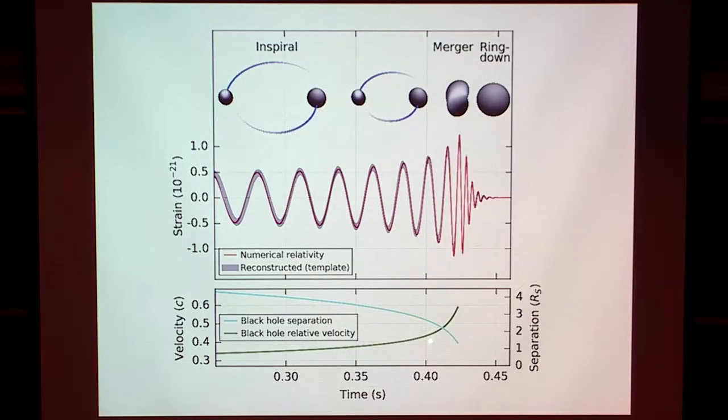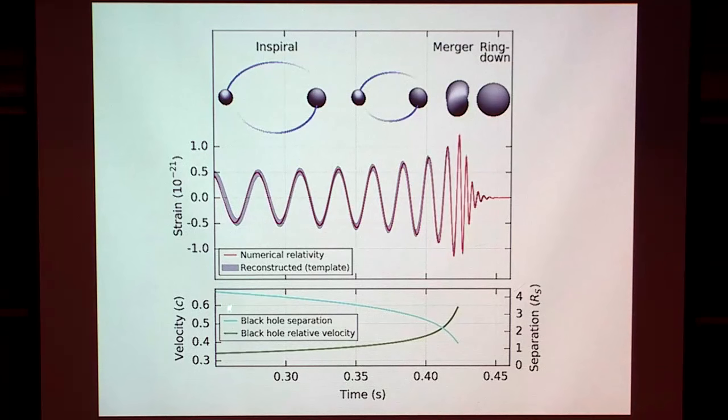And here are some of the sort of rah-rah kind of things that come of this picture. For example, here's the velocity. This is the relative velocity of the two, as they get closer and closer. This is the velocity of light. This is 0.5 the velocity of light right there. These things, which weigh 30 times the mass of the sun, are moving at about half the speed of light. Unbelievable.